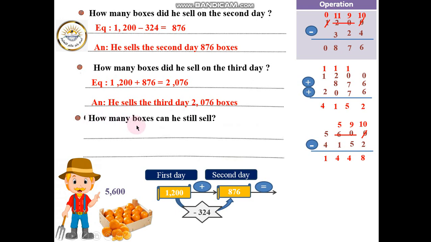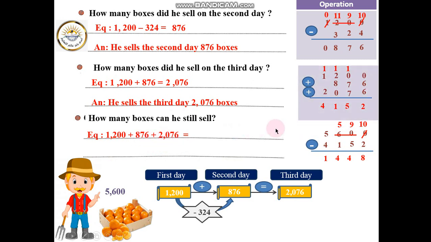How many boxes can he still sell? If you want to know how many boxes he can still sell, we're going to see how much he sells in all. So let's see together, first of all, how many boxes did he sell on all the days, on the first day, the second day, and the third day. We're going to see how many boxes he sells. So the equation is 1,200 plus 876 plus 2,076. Let's perform here the operation.